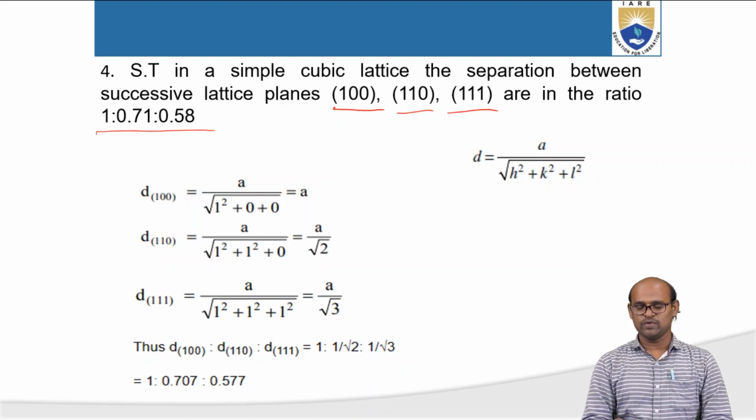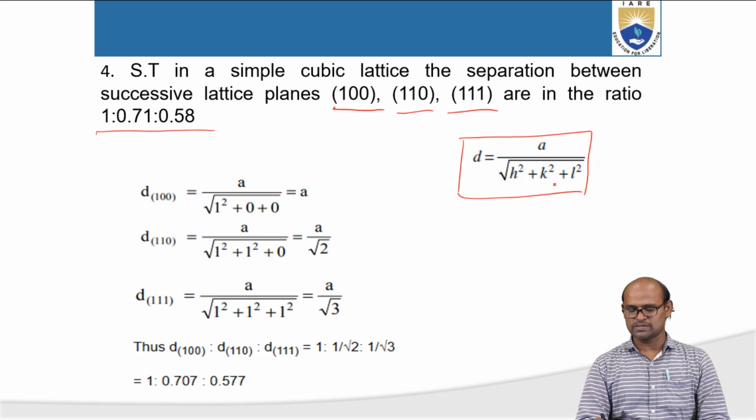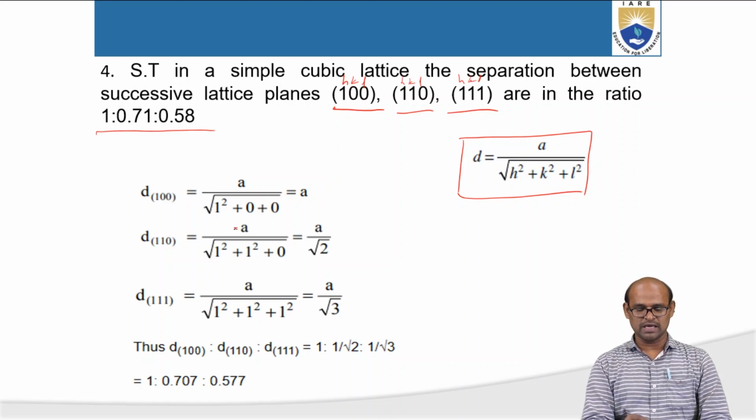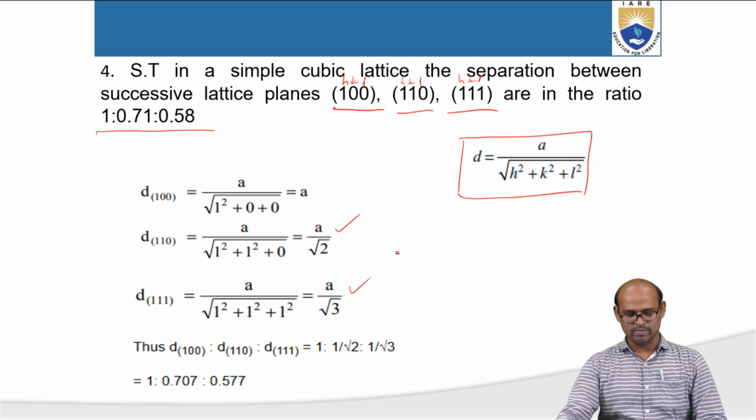First, the equation for the interplanar spacing we have derived: D is equal to A by square root of H square plus K square plus L square, where H, K, L are the Miller indices. So for the first plane, 100, D100 is A by square root of 1 square plus 0 plus 0, which is A. For the second plane, interplanar spacing is A by square root 2. For the third plane, interplanar spacing is A by square root 3.